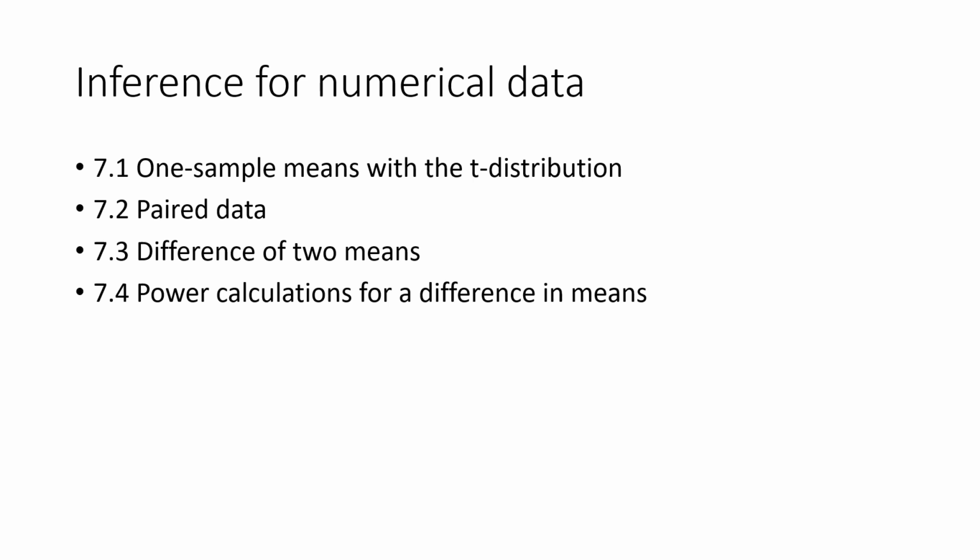7.4 does power calculations for a difference in means. And finally, section 7.5 focuses on how we can compare means between many groups using something called analysis of variance, or ANOVA for short.